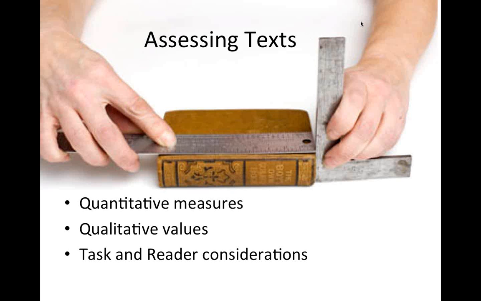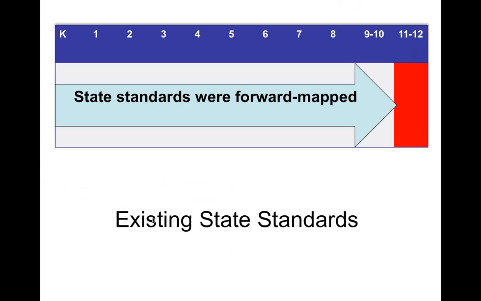One of the things we have to think about along this is how we assess those texts. How are texts complex? In the Common Core, there is a three-part model for text complexity. We look at quantitative measures, qualitative measures, and then the tasks that we ask kids to do with those texts. In the past, we've taken an approach of, what can kindergartners do? Let's add a year, let's add a year, let's add a year.